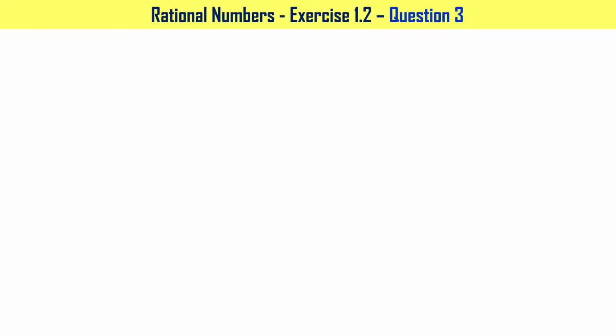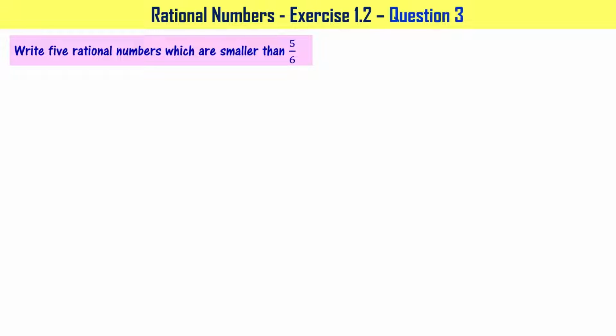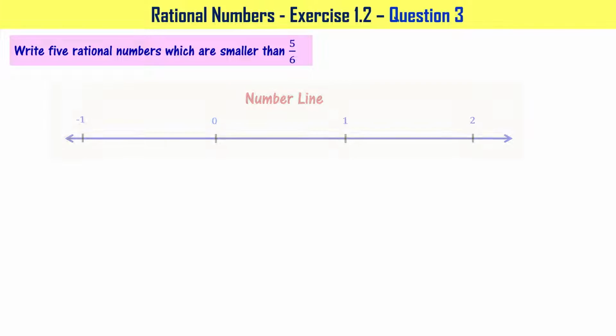Question number 3, write 5 rational numbers which are smaller than 5 by 6. We are asked to write 5 rational numbers that are smaller than 5 by 6. Look at this. 5 by 6 is smaller than 6 by 6, right? It means 5 by 6 is less than 1.